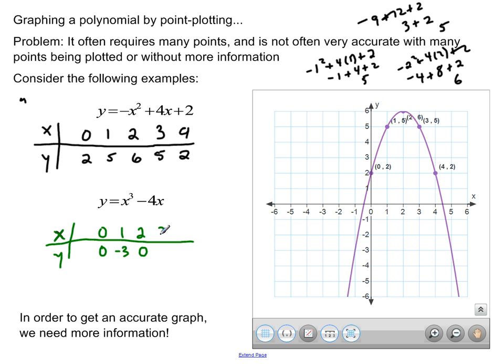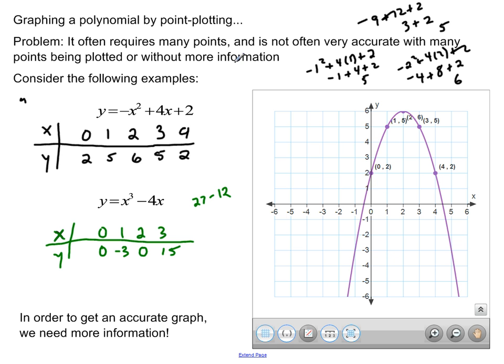Odd. How about, let's try 3. 3 cubed is 27, minus 4 times 3, that's 12. 15. Oh, that's awfully odd. So if we were to go through and try to plot these points, now what are we going to say?